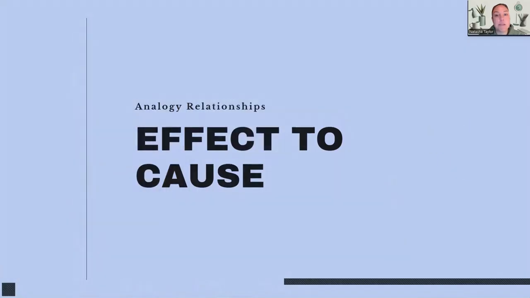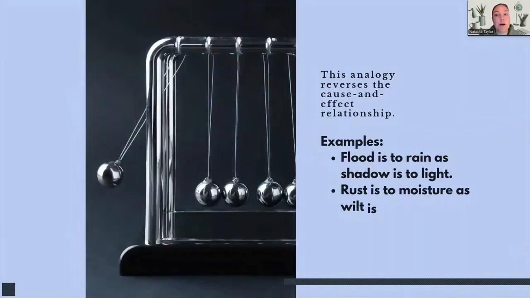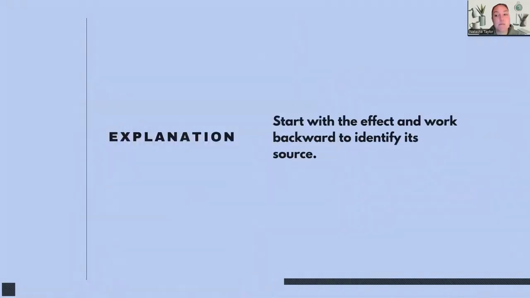Analogy relationships. Effect to cause. This analogy reverses the cause and effect relationship. Examples: flood is to rain as shadow is to light. Wilt is to drought as rest is to moisture. Explanation: start with the effect and work backward to identify its source.